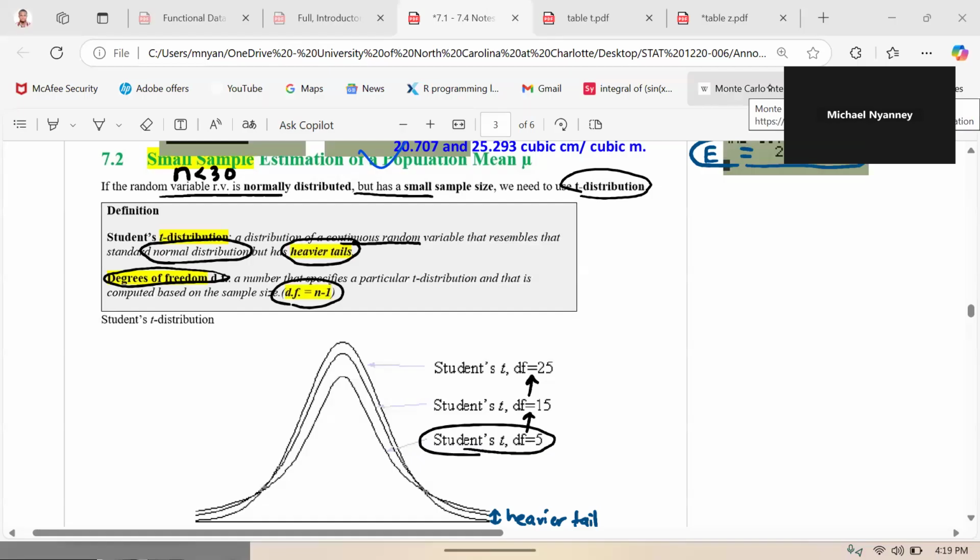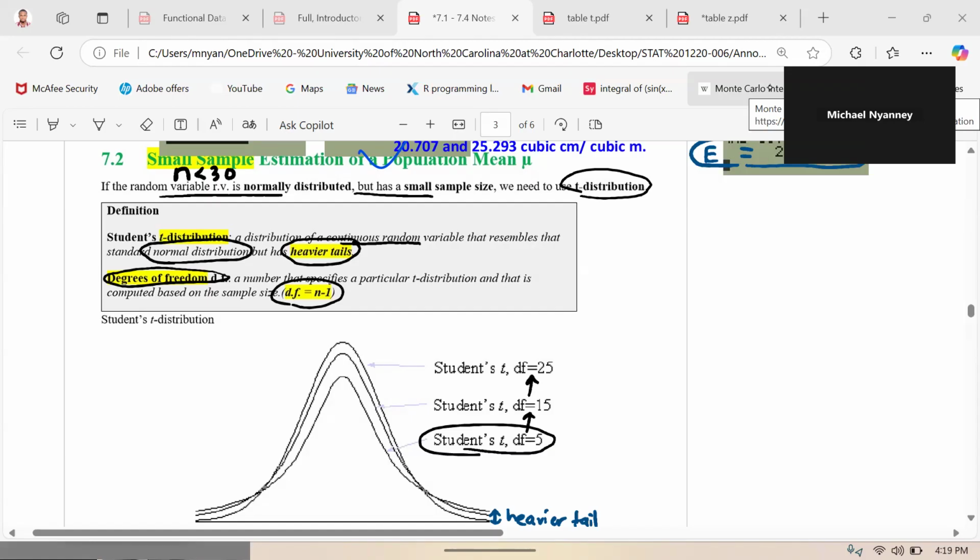Okay, so now we are on section 7.2. This 7.2 is the small sample estimation of population mean, right? We've done that for the large sample. When n is greater than or equal to 30, we are dealing with a large sample, and based on this, we know how to construct the interval estimates.